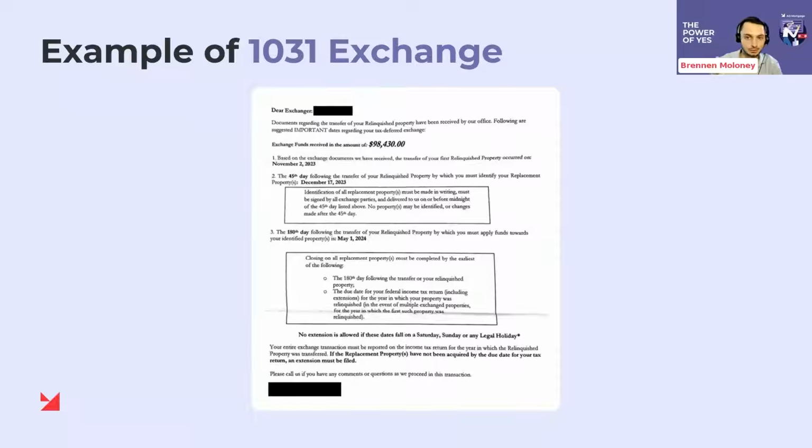So it gives you that date, December 17th. Moreover, you're going to need to go ahead and purchase the replacement property. It must be one of the properties that you identified previously, and you have until May 1st for this. It tells you that no extension is allowed. So let's say May 1st falls on a holiday or a weekend or something like that, there's going to be no extension for that. So it doesn't matter if May 1st is your mother's birthday. We love you, Mom, but we still got to get this closed. So that's a little bit about what that looks like.